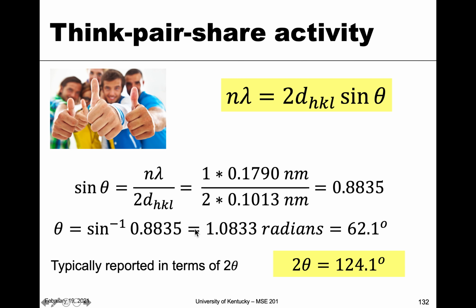One other thing, and we're going to talk about this in the next module, is that typically data when you talk about X-ray diffraction will actually be reported not in theta as the angle, but in 2 theta. We'll see why this is in the next section, but 2 theta, if we wanted to calculate that, would just be multiplied by 2, so 124.1 degrees. All right, so in the next module, we'll see why this is the case.